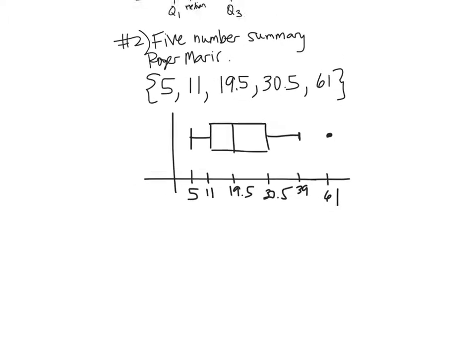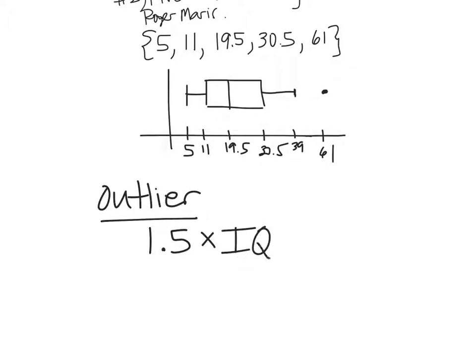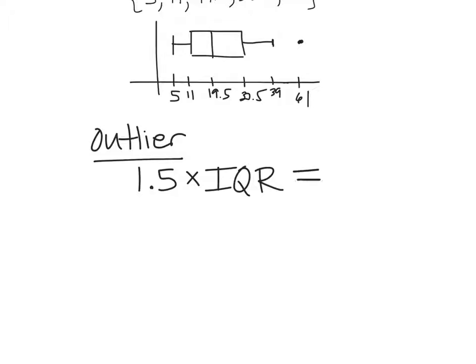All right, so now let's find out how to prove something is an outlier. So here's how you do the proof of an outlier. This is the way this book teaches it. I don't know if this is the same in the other books, but basically you're going to take 1.5 and multiply that times the interquartile range. And that's going to be a special number.